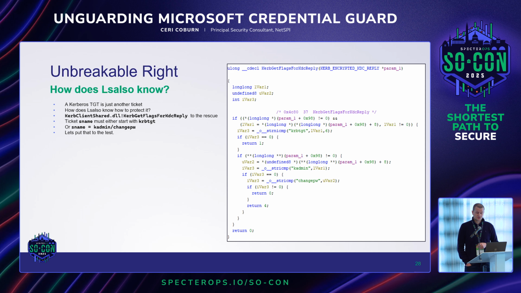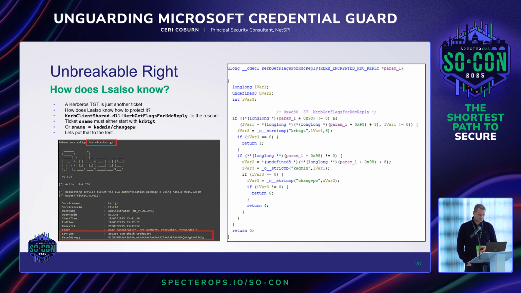All it really does is check the service name of the ticket that's come back. If it starts with krbtgt, or the alternative SPN that the krbtgt account has, which is kadmin/changepw, then it will protect the ticket with Credential Guard. If it's not, it doesn't protect it with Credential Guard, and it will be cached as normal. So with the new features that have been added to Rubeus, if we request the service of krbtgt, the ticket that we get back is indeed protected by Credential Guard.